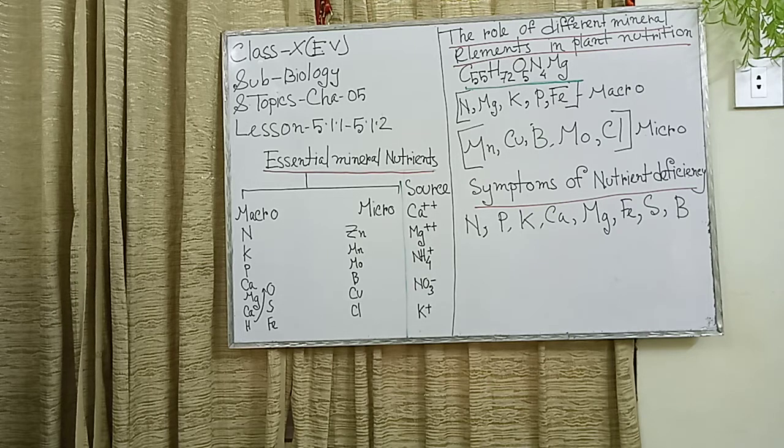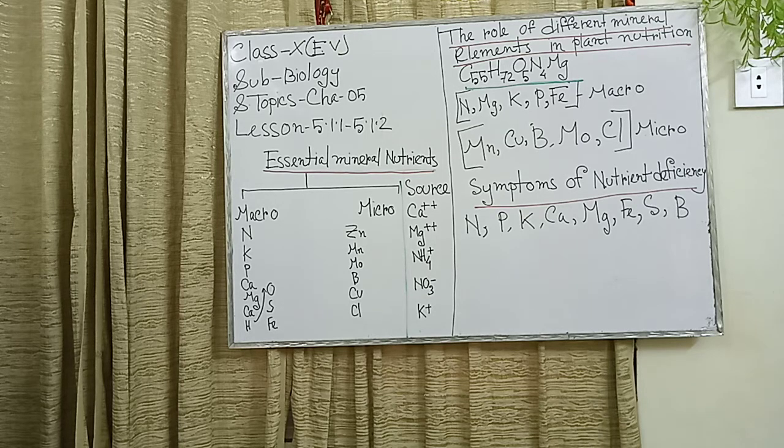Our next topic is also a very important topic. Here I draw a figure: C55, H72, O5 and 4 Mg. Here I also give them 5 molecules. Yes, its another name is chlorophyll or chloroplast. The role of different mineral elements in plant nutrition.